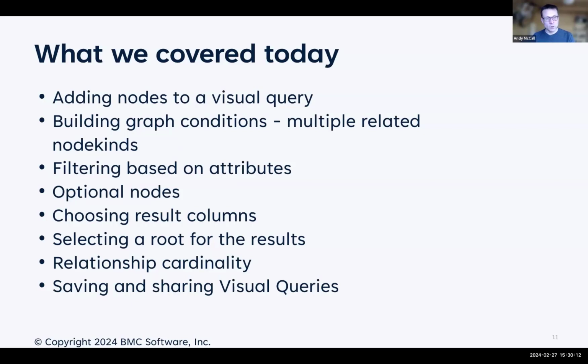We configured which columns we wanted to see in the results that we got. We changed which node kind we wanted in those results. We explored the possibilities of tweaking the relationship cardinality between those nodes. And then we saved those visual queries in the system.